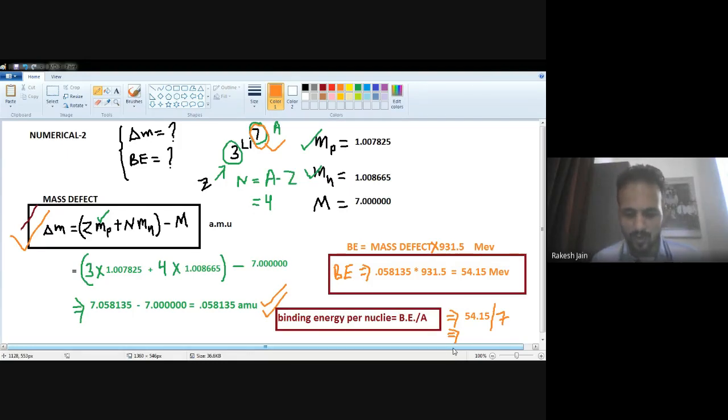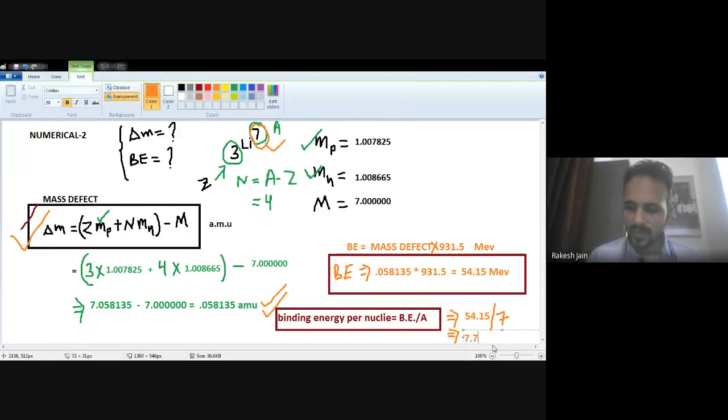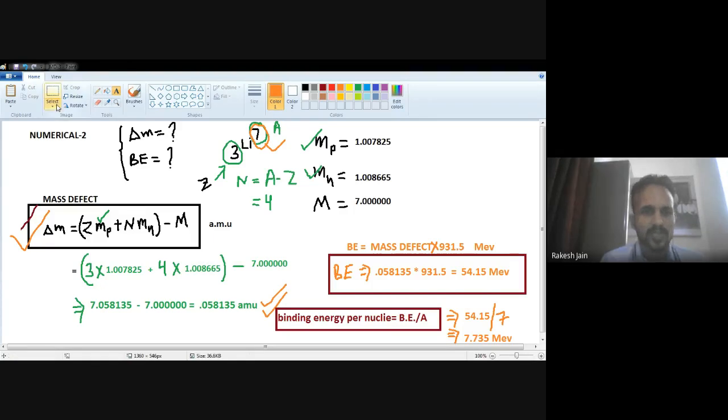So 54.15 divided by 7, that will be 7.7357142. So I just write down 7.735. This is your binding energy per nucleus.